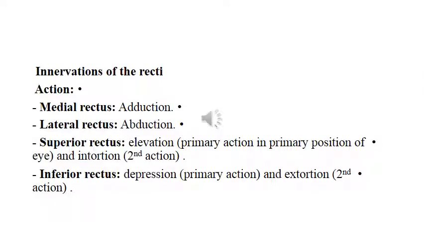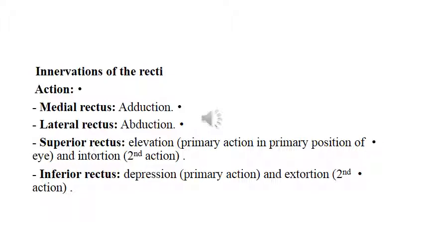For the extraocular muscles, the rectus muscles, they are all supplied by the third cranial nerve except the lateral rectus, which is supplied by the abducent nerve. I mean the rectus only here. Superior, medial, and inferior are supplied by the third cranial nerve. The lateral is supplied by the sixth cranial nerve. As for their action, medial and lateral rectus only give adduction and abduction. For the medial rectus, adduction; for the lateral rectus, abduction.